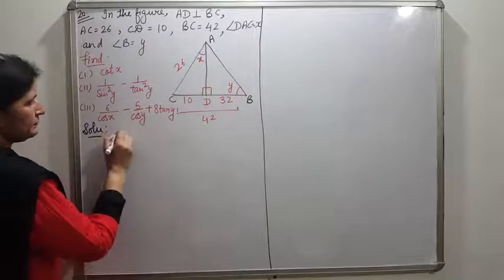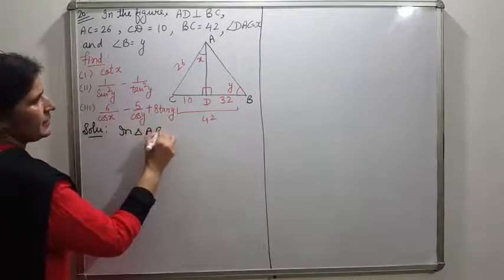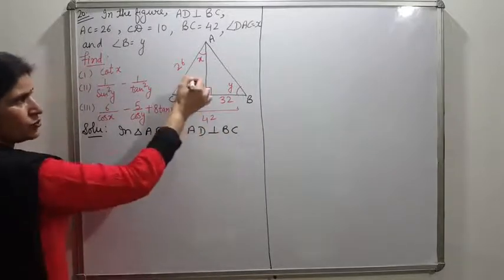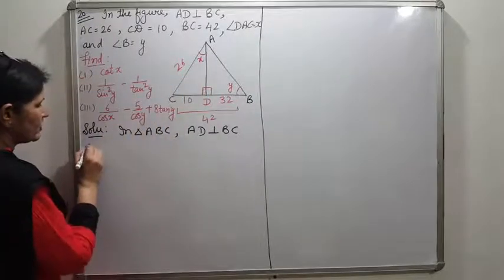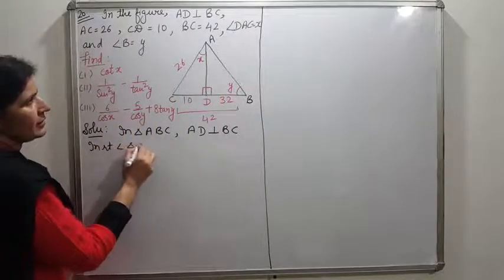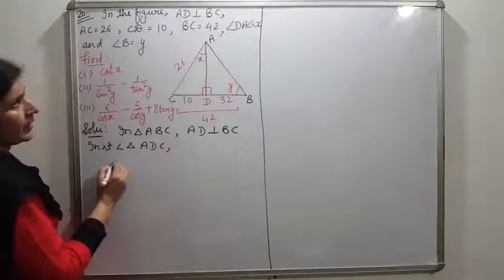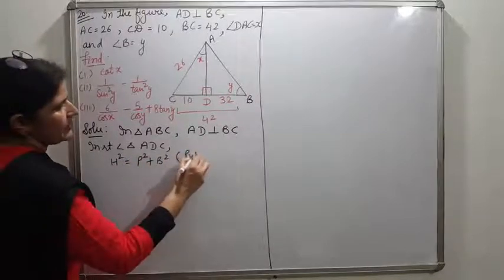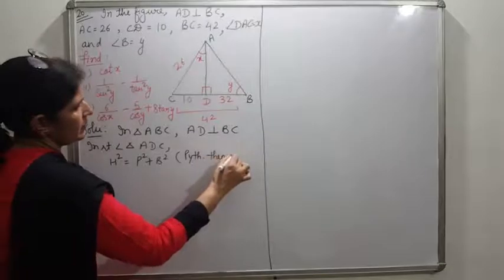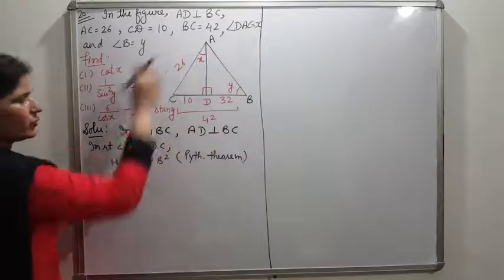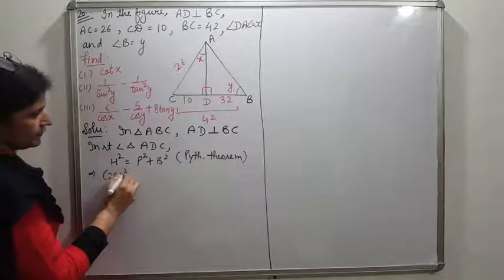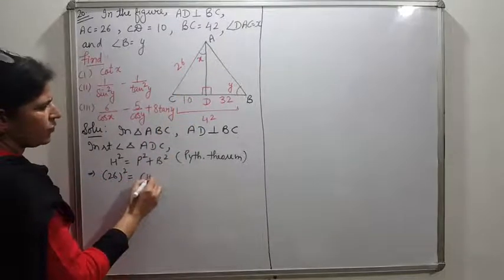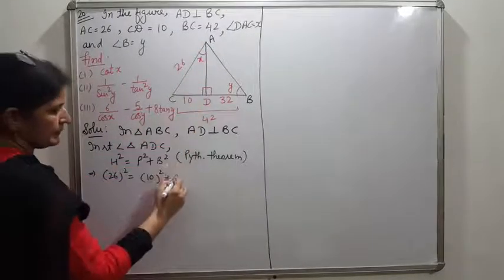In this triangle, in triangle ABC, AD is given perpendicular. So this is 90. So we have here 2 right angle triangles. We will take the first one. In right angle triangle ABC, x square is equal to p square plus b square by Pythagoras theorem. So what is H? AC, 26. Perpendicular here this 10, or any of the sides like this, and one side you have to find here, AD.